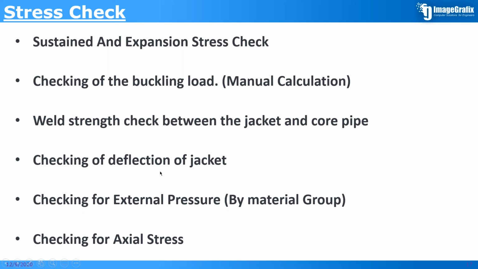Again, the deflection of your jacket and the deflection of your core are to be maintained within the permissible limits as per the code. For the core, the displacement should be very minimal, and it should not go beyond a limit where it starts to push my jacket along with it. That's one thing I need to be very careful about. Then any external pressures coming into the picture have to be qualified based on my piping material group designs.